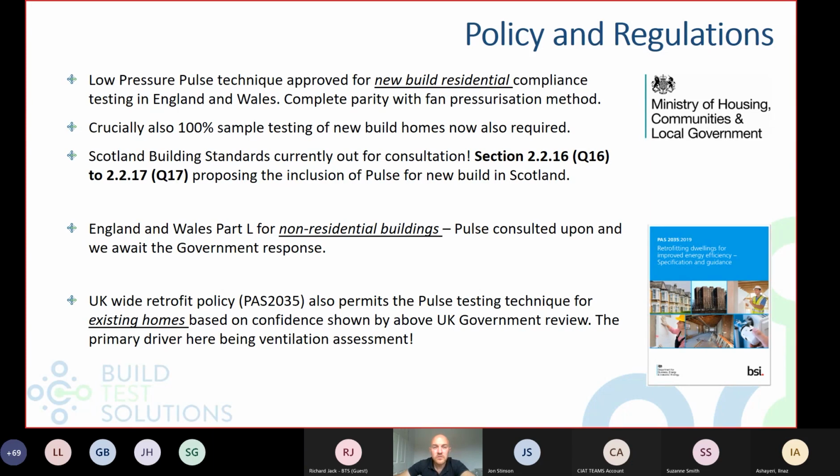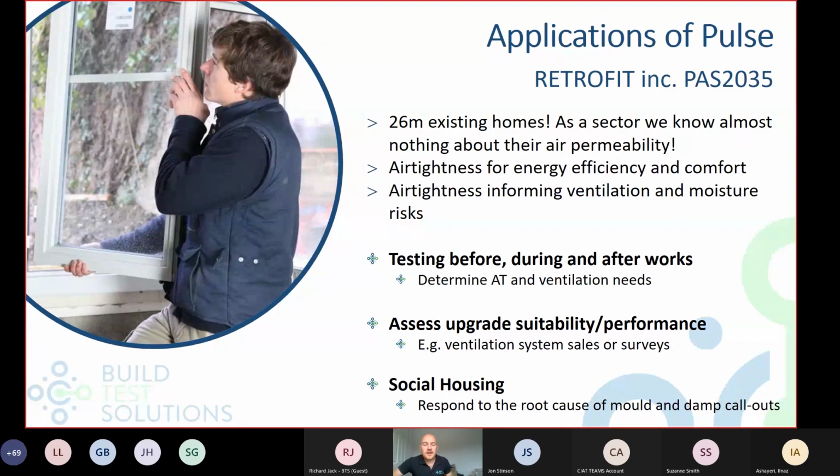England and Wales have not long consulted upon the inclusion of Pulse for non-residential buildings. And under PAS 2035, which I understand is UK-wide, Pulse is again permitted within there for testing existing homes. So just thinking about some of the applications, how you as architectural technologists might adopt Pulse or start to think about potential new services or propositions that you could offer with such technology.